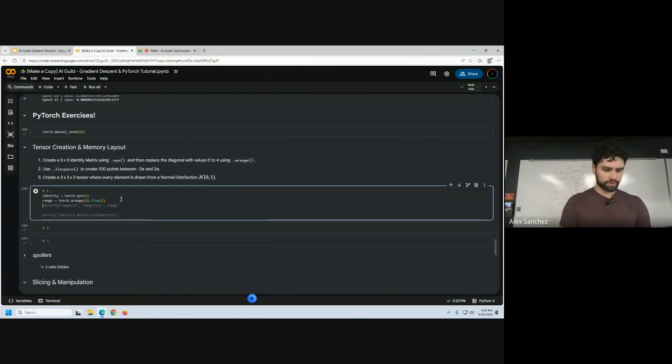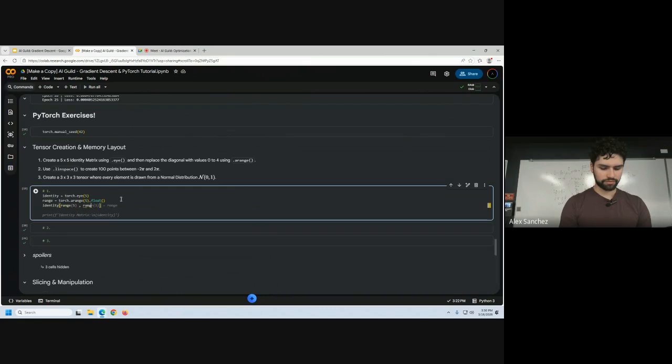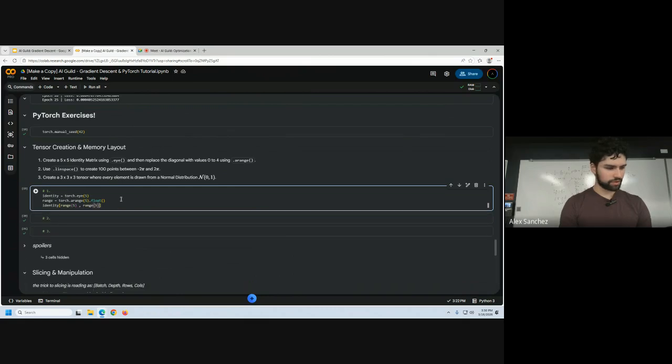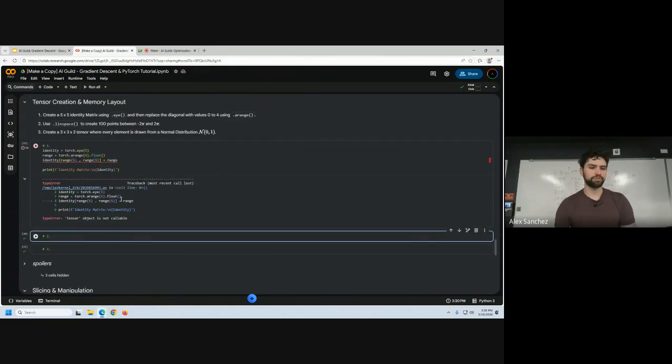So identity in range of 5, we're going to set that equal to the range. And let's just print our modified identity matrix.